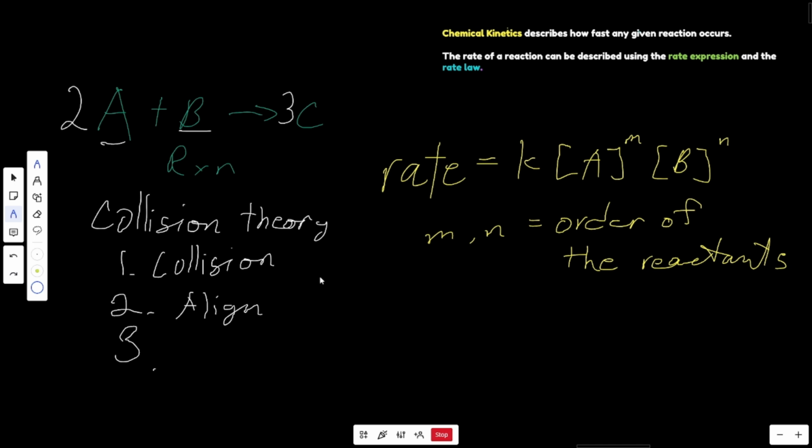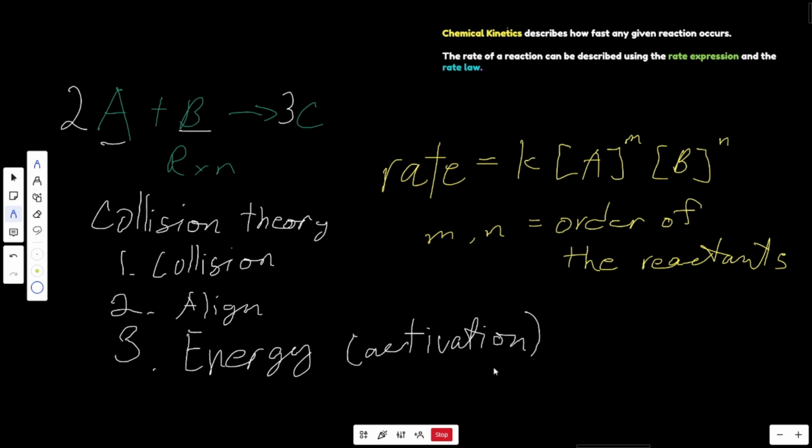Now, what else? What's the last requirement? It needs to have enough energy. As we discussed in thermochem, every reaction has an activation energy. And in order to have a reaction occur, you need to overcome this activation energy. You need to activate the reaction.